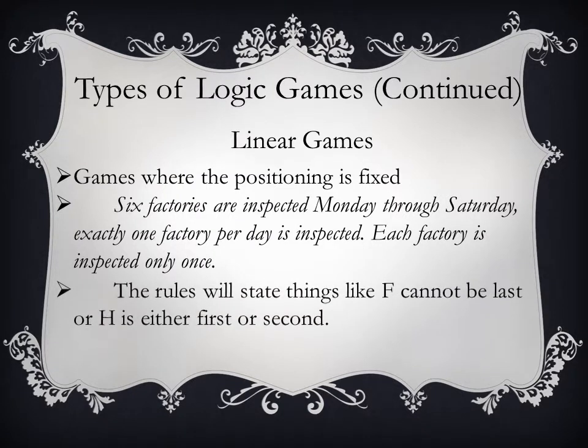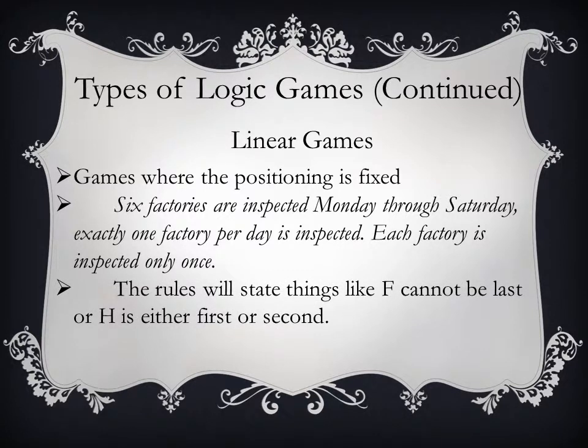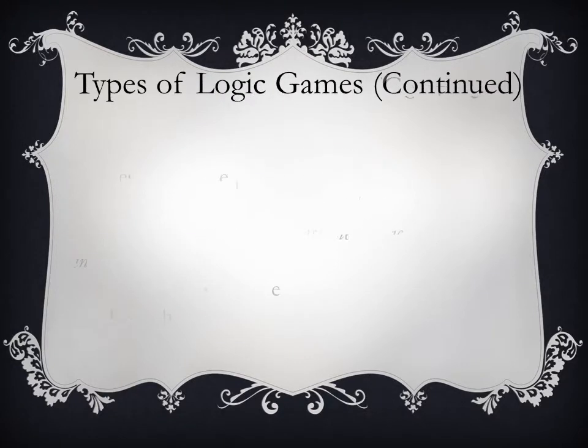And here's an example of the kind of rules that you'll find in linear games. The rules will state things like F cannot be last, or H is either first or second. You'll see things like M has to be inspected immediately before N, or G has to be inspected only on Wednesdays. It's very, very specific rules that you'll receive in linear games.